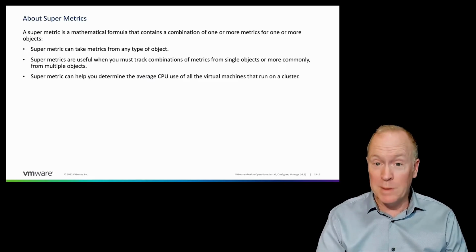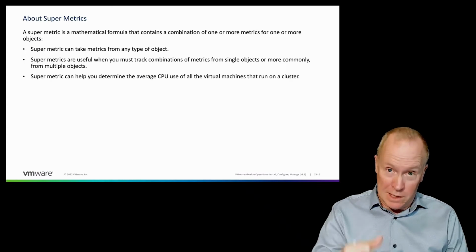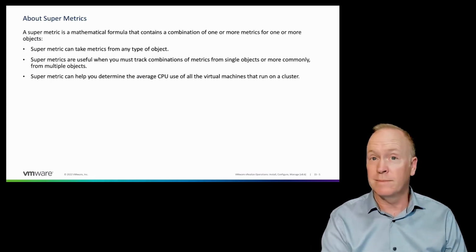Again, there's a performance metric to see the CPU usage on an individual virtual machine, but with the super metric, we can take that up to a higher level and say, give me that value, an average of that value for all the VMs across my entire cluster.